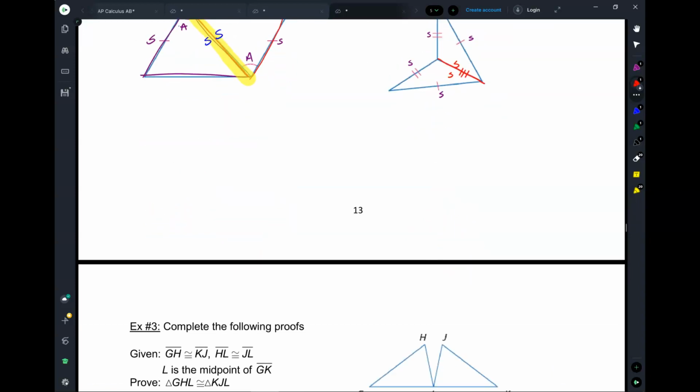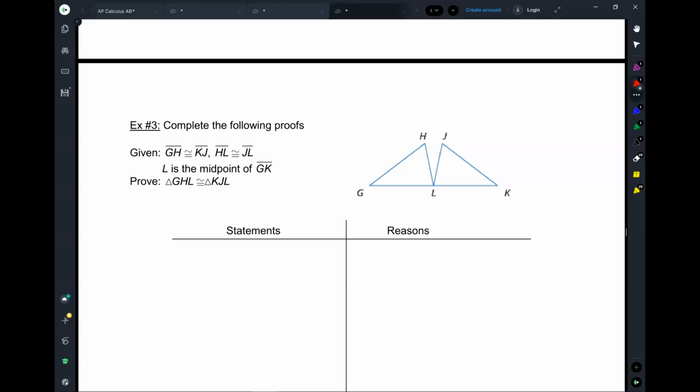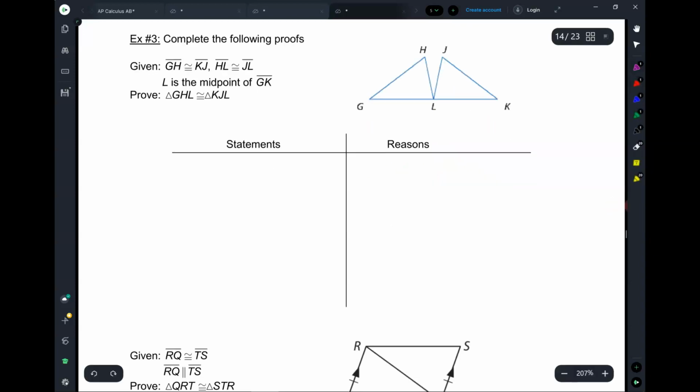All right, so let's do a couple of proofs. Lots of proofs. We're gonna prove triangles are congruent, you're probably going to have to use SSS or SAS postulates, all right? So to prove triangles are congruent, try to show SSS or try to show SAS. So first, let's write down the given here.